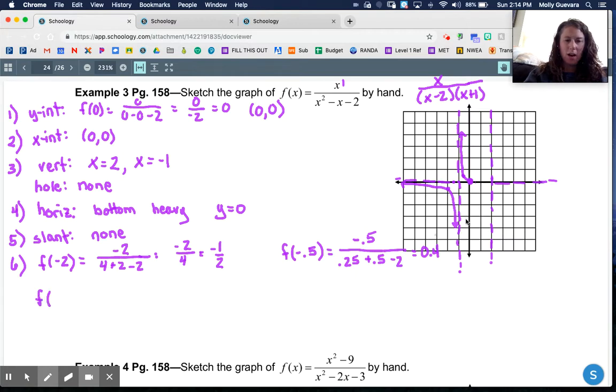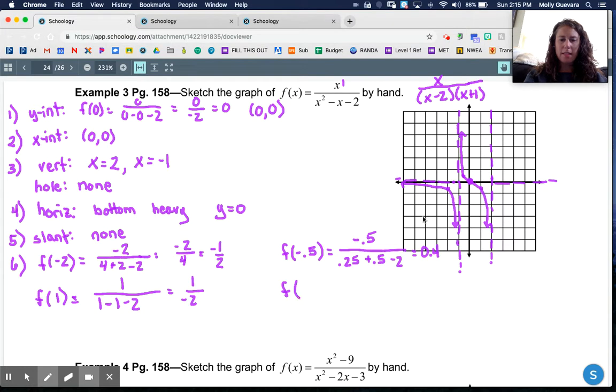Okay, now I'm like, okay, I need to know what's going on between this x-intercept and this asymptote. So I'm going to plug in 1, just because it's an easy number to plug in. We get 1 over 1 squared is 1 minus 1 minus 2. I get 1 over -2, -1/2. So at 1, it's -1/2, so here. So the graph is approaching the asymptote towards -infinity.